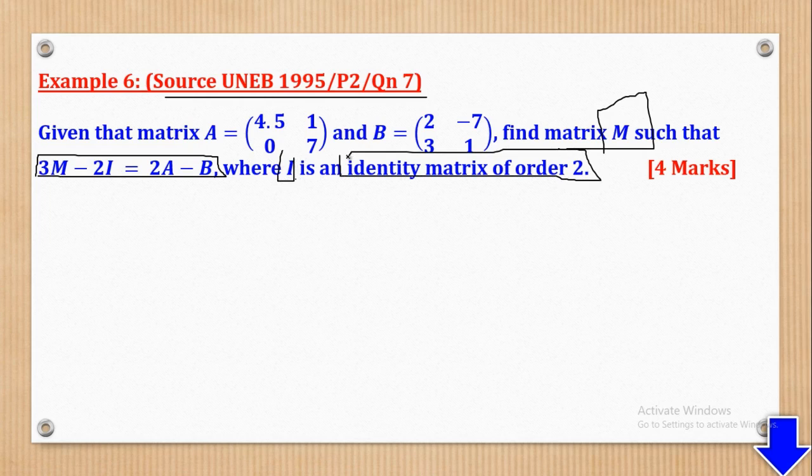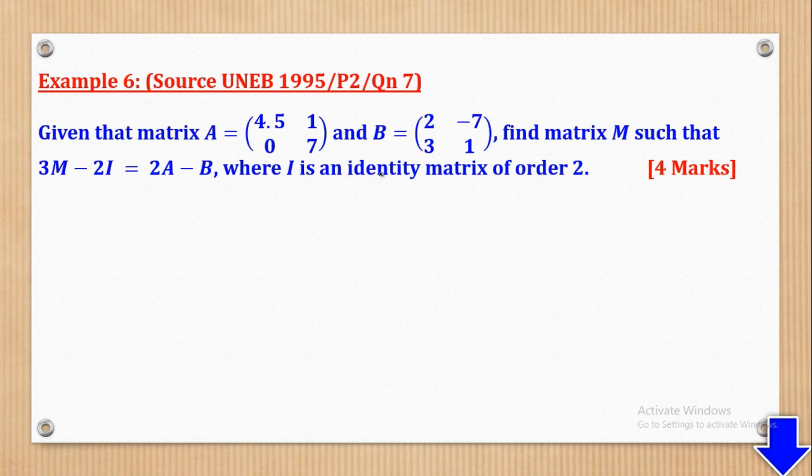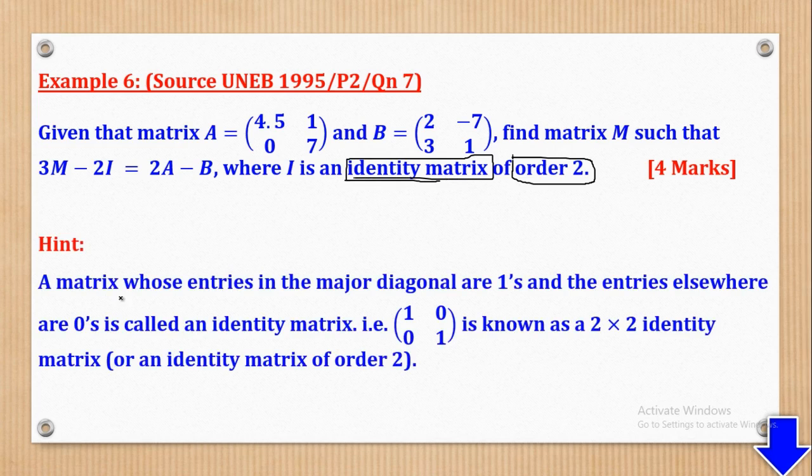So in this case, we have come across a new term, I being an identity matrix. Order 2 means the 2 by 2 matrix, but this word identity matrix, what is it? So let's first write a hint: a matrix whose entries in the major diagonal are ones and the entries elsewhere are zeros is called an identity matrix. In other words, this is what we call a major diagonal, so the entries are 1 and the rest are zeros. Therefore, this is a 2 by 2 identity matrix.